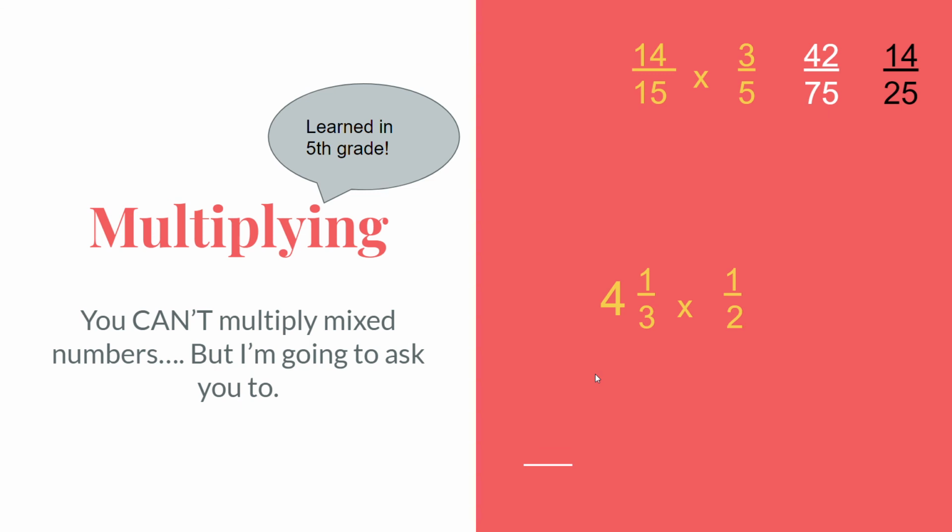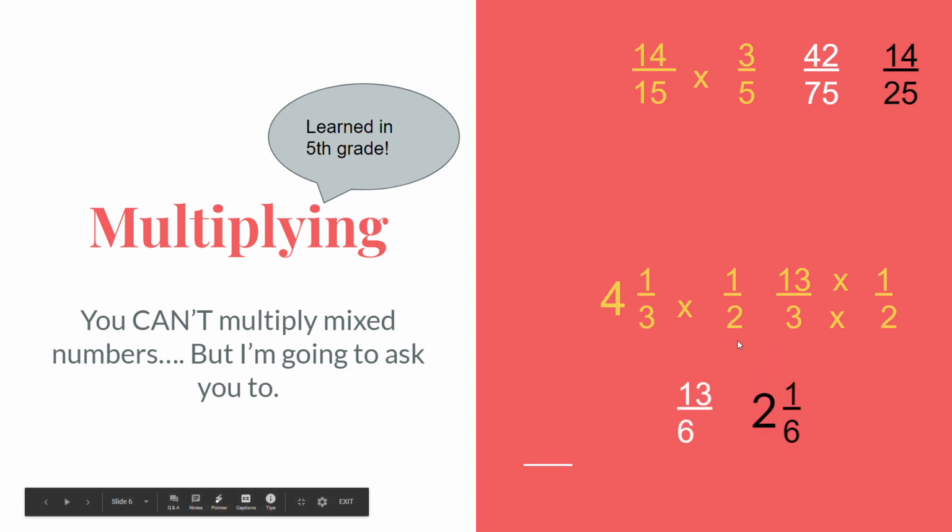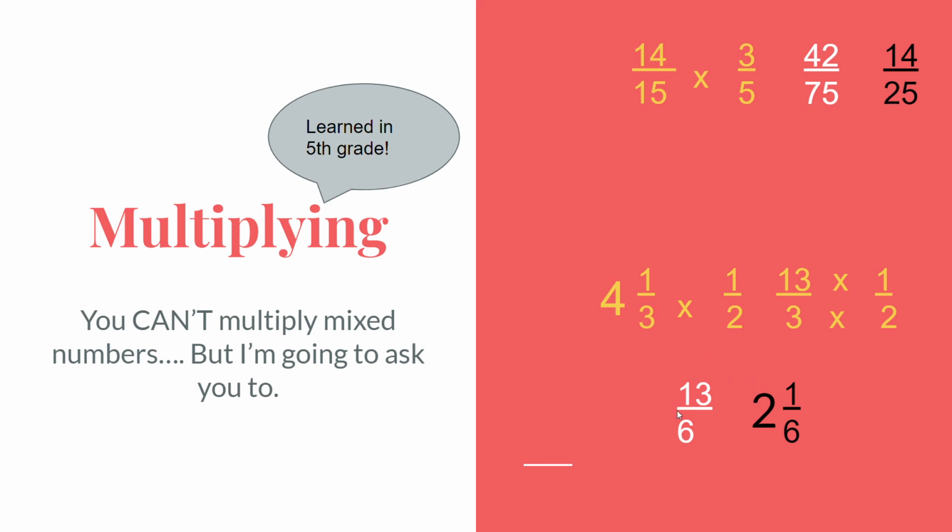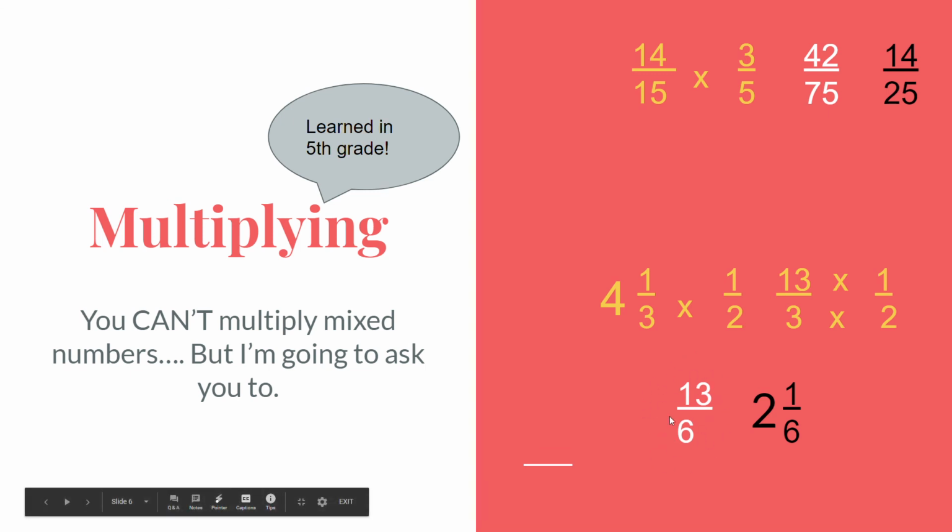So I give them a hint. Well, I've asked you to multiply mixed numbers, but you know you can't. What can you do? They should turn it into a fraction greater than 1. 4 times 3 is 12, plus 1, 13 thirds. The D stands for denominator, stays the same. Now we can multiply across the top, multiply across the bottom. We get 13/6, which can be our answer. Or they can change it back into 2 1/6, and that's okay too. I would accept either one of these. Those are in simplest form. Even though this is a quote-unquote improper fraction, it's simplest form. So either one works.